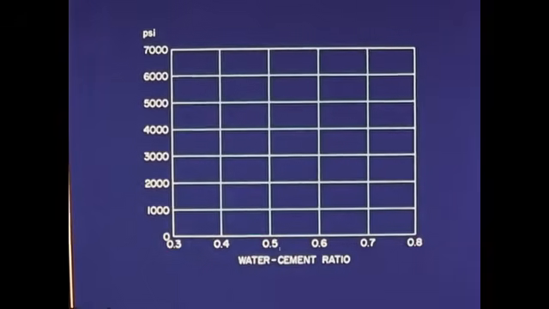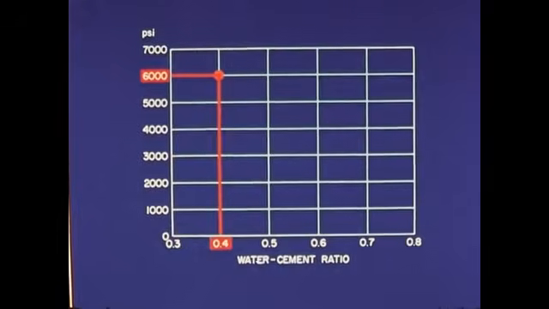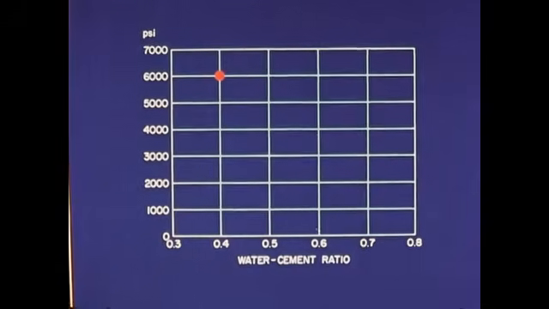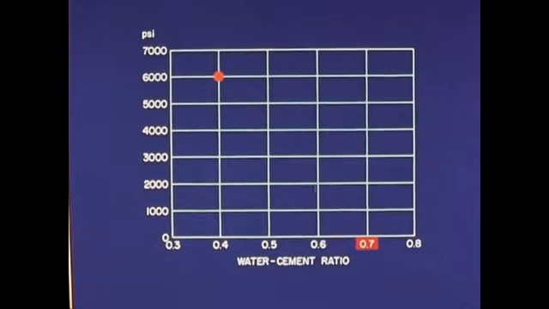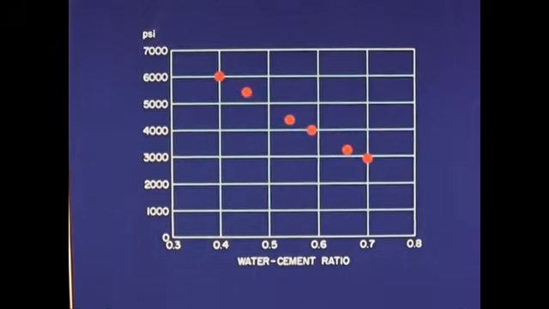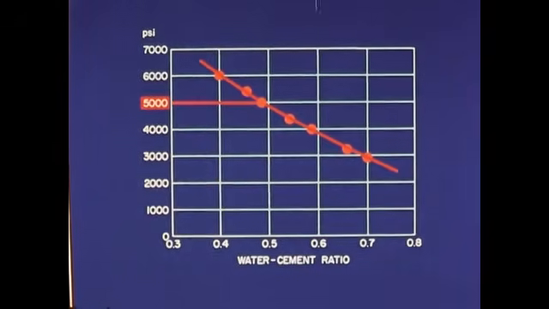The cylinder made with a low ratio of water, 0.40 pounds per pound of cement, tested 6,000 pounds per square inch. The cylinder made with more water, 0.70 pounds per pound of cement, tested 2,900 pounds per square inch. From such test results, a curve is plotted which can be used to determine the water-cement ratio required for any strength. For example, to obtain a 5,000 psi concrete at 28 days with these ingredients, use a water-cement ratio of 0.49 pounds of water to each pound of cement.